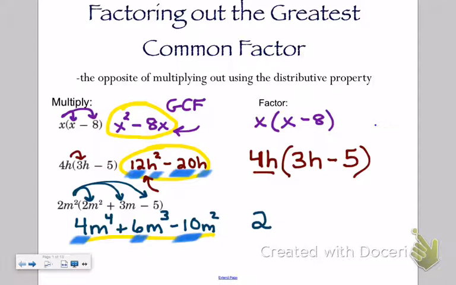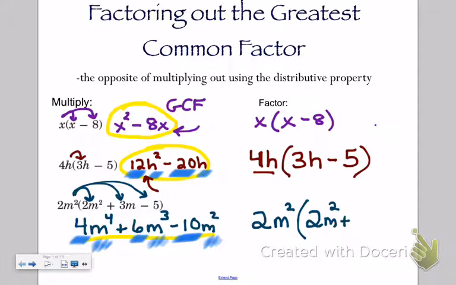Then I see, how many m's can I take out? I go 4, 3, 2, so I can only take out the least number. So I have m to the 2nd power that I can take out. That is my GCF. Now I need to see, what can I multiply 2 by to get 4? 2. How about m squared to get m to the 4th? M squared. We have a plus sign.